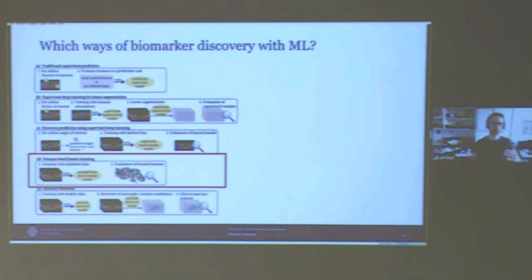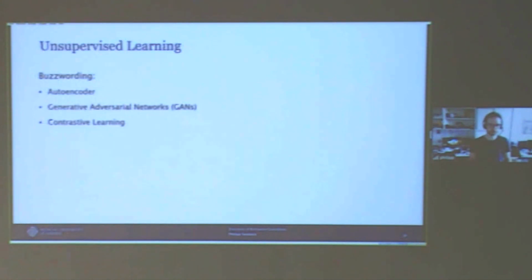But the idea is quite similar to what we have seen before. First step, train a model and then analyze the results. In this case, you learn features from your data, and then you analyze the features instead of the model. So here again, some buzzwording from my side. Very popular or well-known approaches nowadays are autoencoders for unsupervised learning, generative adversarial networks, or contrastive learning. I think the last technique, namely contrastive learning, is a very interesting approach and very powerful.